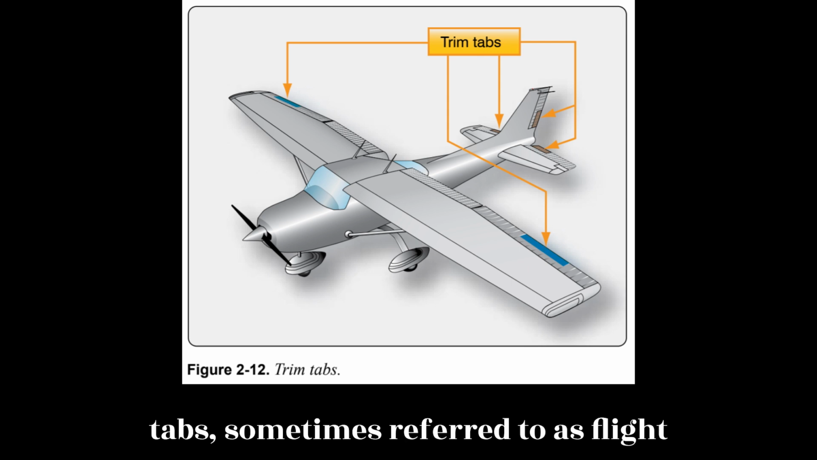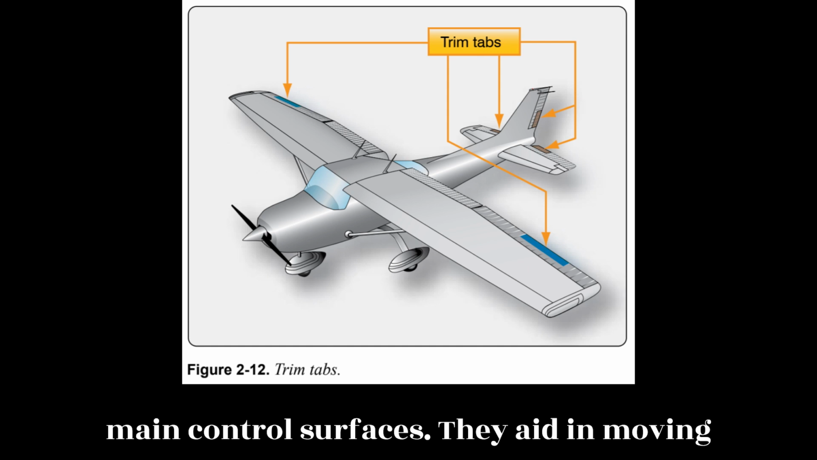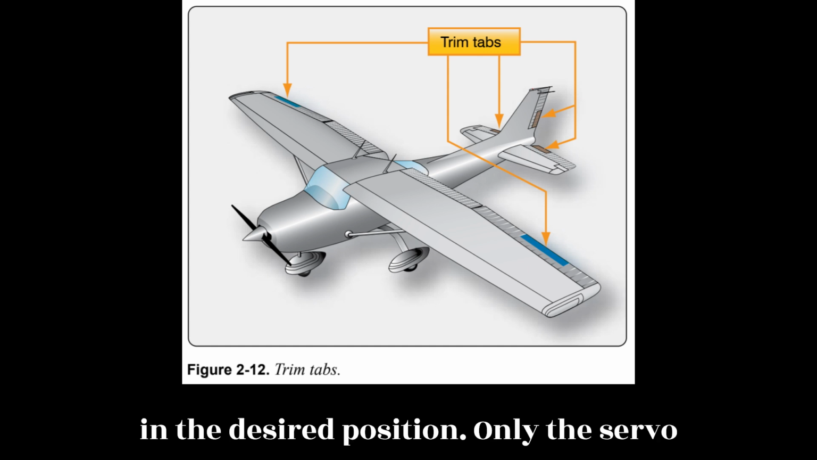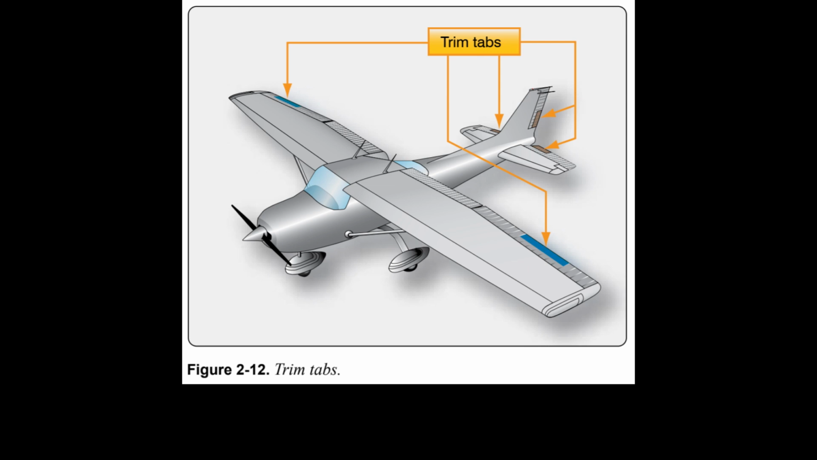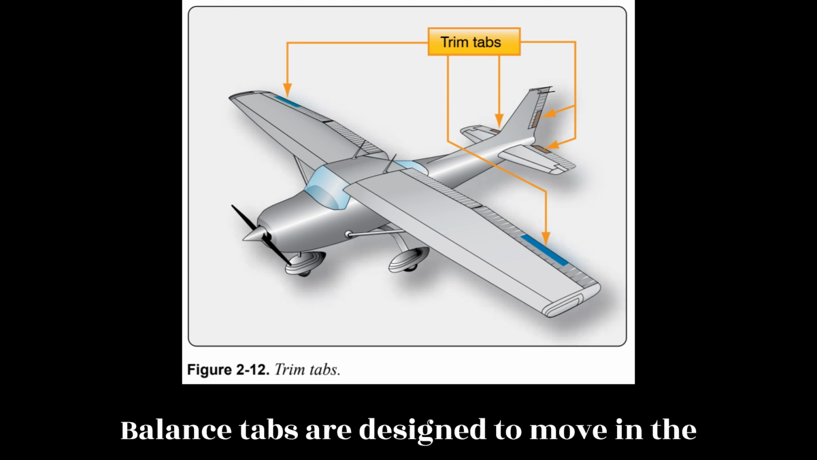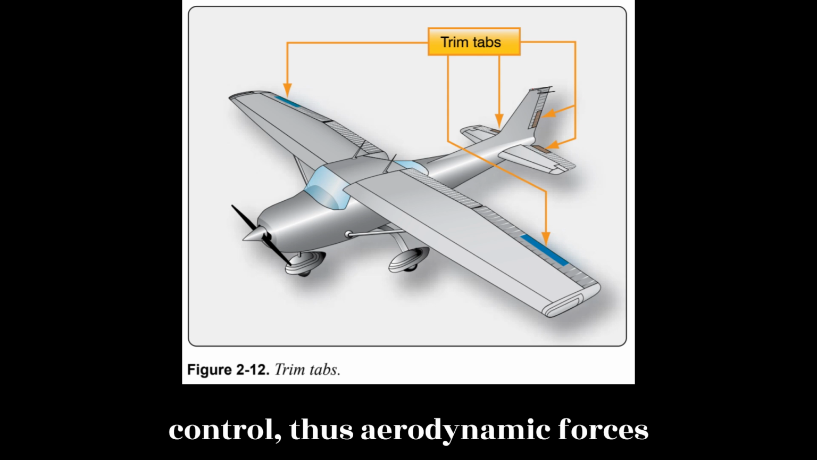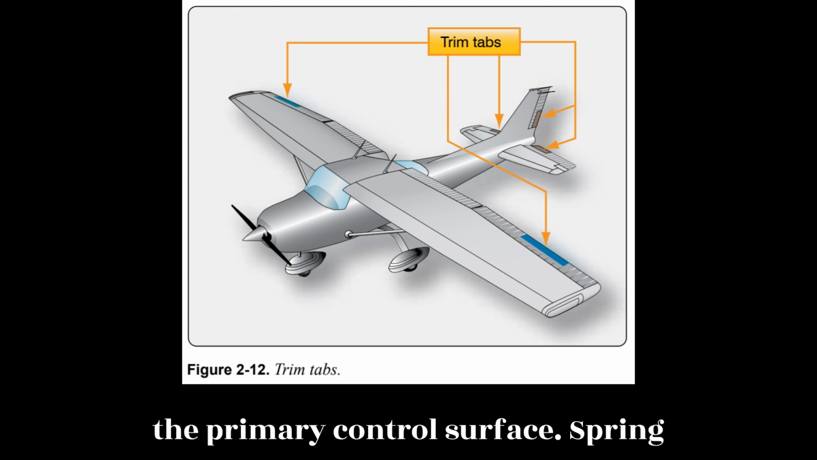Servo tabs, sometimes referred to as flight tabs, are used primarily on the large main control surfaces. They aid in moving the main control surface and holding it in the desired position. Only the servo tab moves in response to movement by the pilot of the primary flight controls. Balance tabs are designed to move in the opposite direction of the primary flight control. Thus, aerodynamic forces acting on the tab assist in moving the primary control surface.